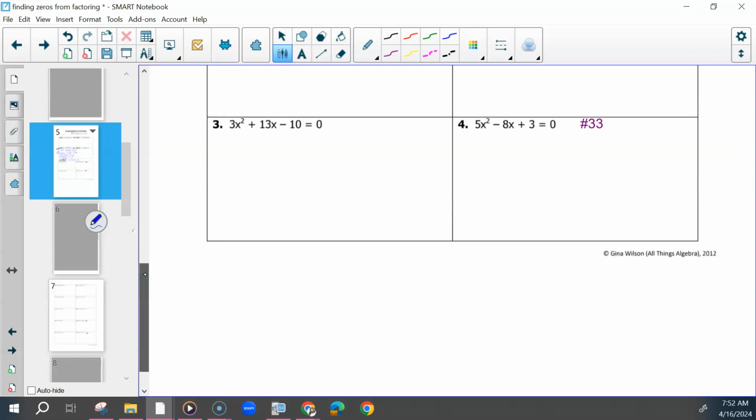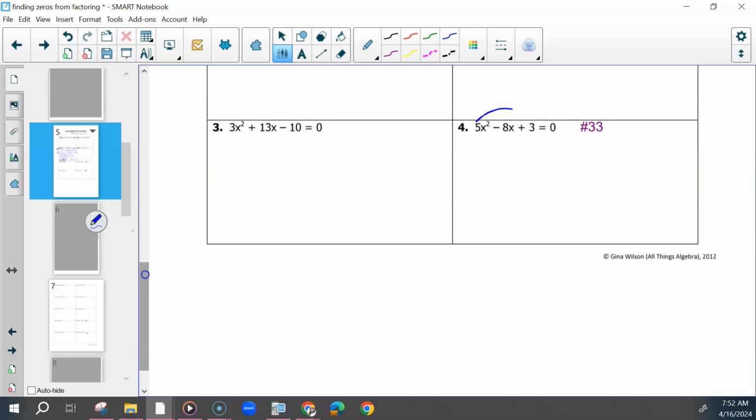So, does this one have a GCF? No. So then, same process, multiply 5 and 3. And we're looking for two numbers that multiply to be 15 but add to be negative 8. Add or subtract to be negative 8. 5 and 3. How would we make it negative 8? Negative 5 and negative 3. So then rewrite that into 4 terms.